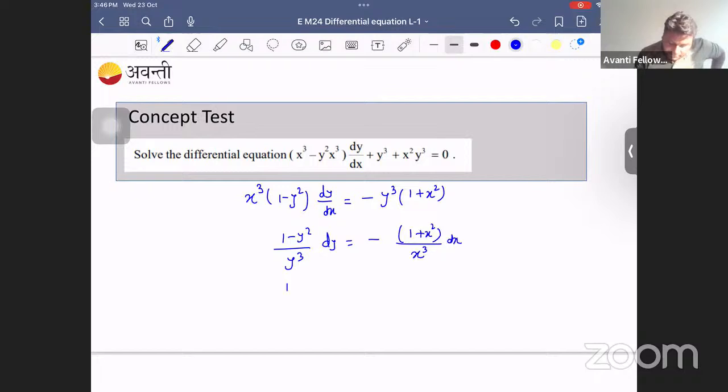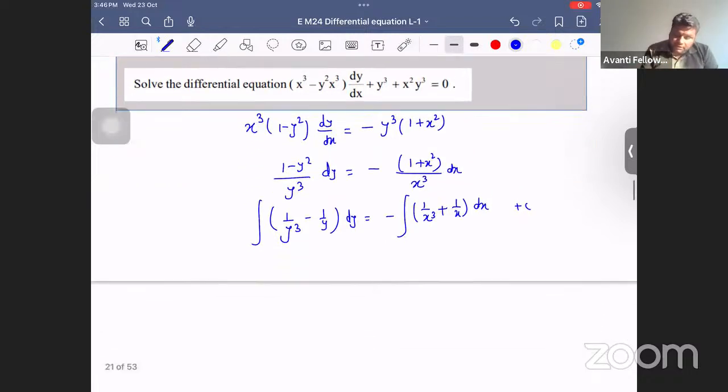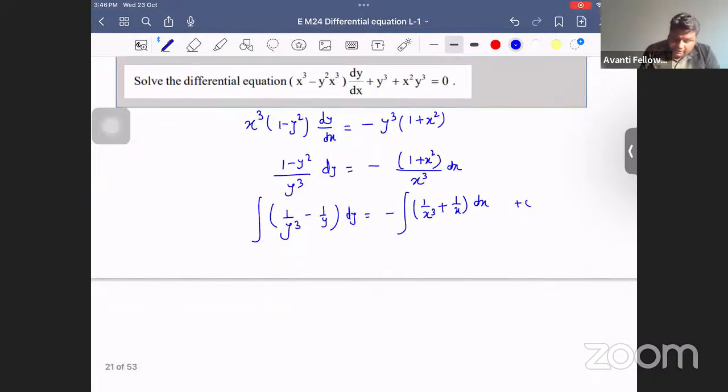Got it? So it is 1 by y cube minus 1 by y dy is minus of 1 by x cube plus 1 by x dx. Now you integrate both sides. So right after integration, we'll add a constant. So 1 by y cube is what integration? Y to the power minus 2 upon minus 2 minus 1 by y is ln y is equal to, with a negative sign, 1 by x cube is what? X to the power minus 2 upon minus 2 plus ln x plus constant.